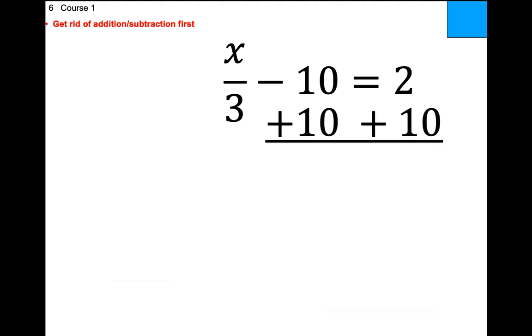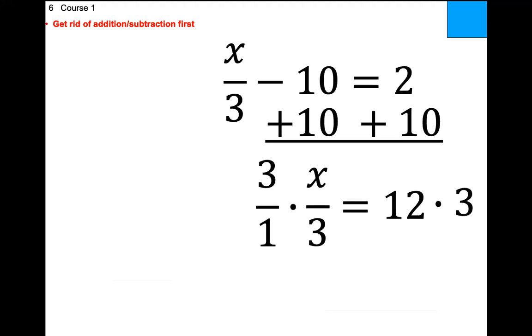All right, so add 10 to both sides. So x over 3 is equal to 12. Then what? And how do we get rid of the 3? Multiply both sides by 3. And 3 times 12 is 36. So x equals 36.